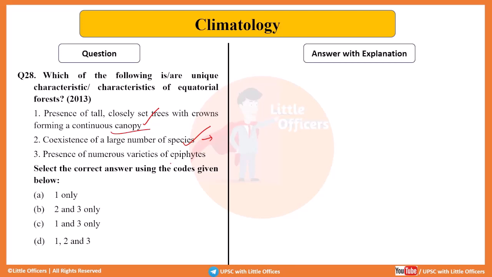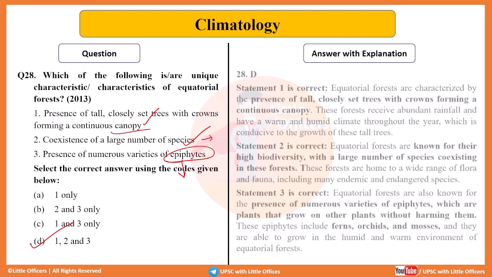Presence of numerous epiphytes. Just now we have seen epiphytes, meaning the orchids which grow on the tree branches. So on this basis, this is true. So all three of them are characteristics of equatorial climate. So the answer is going to be all three.